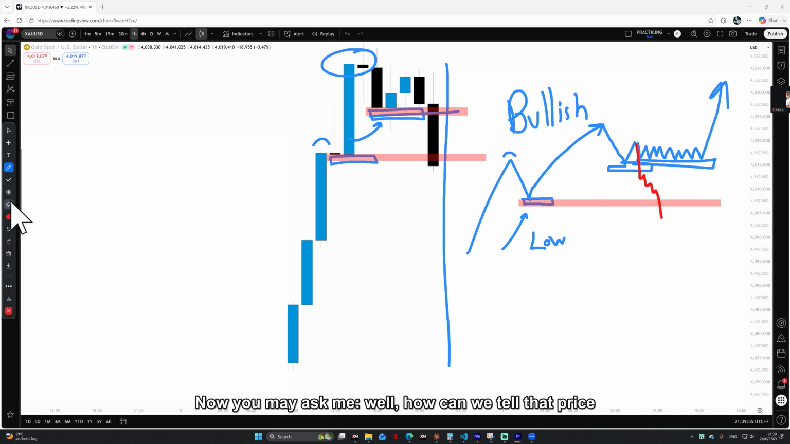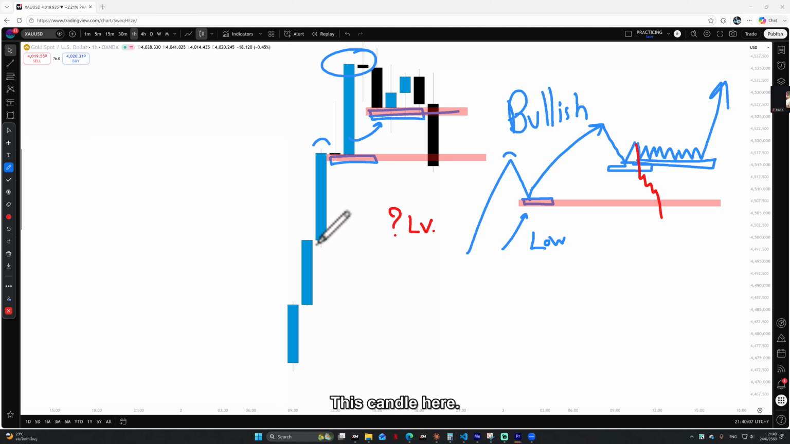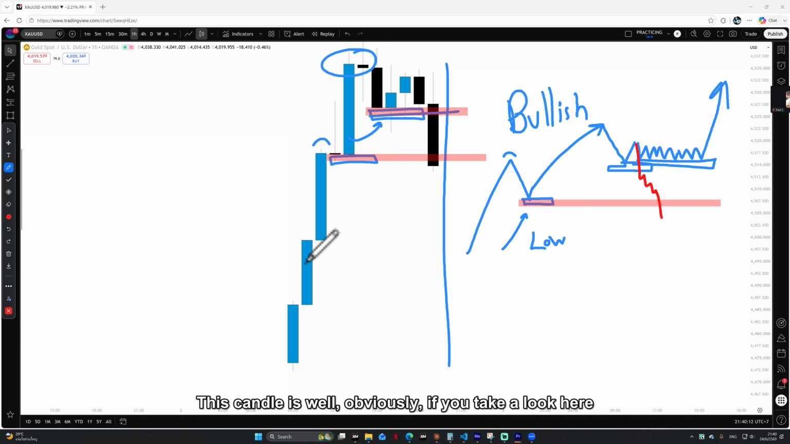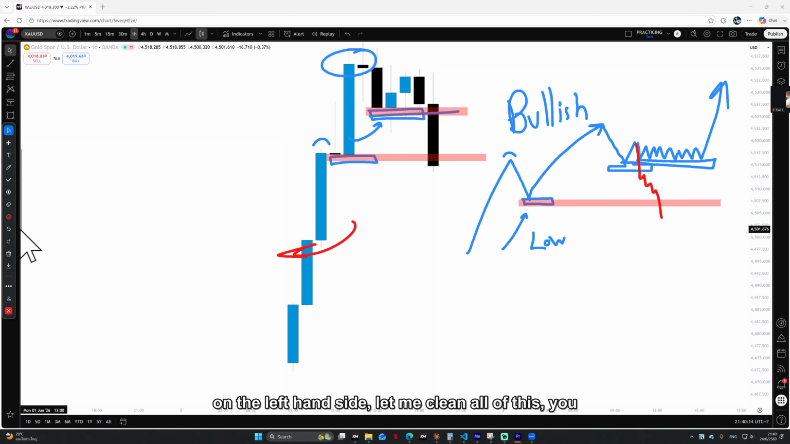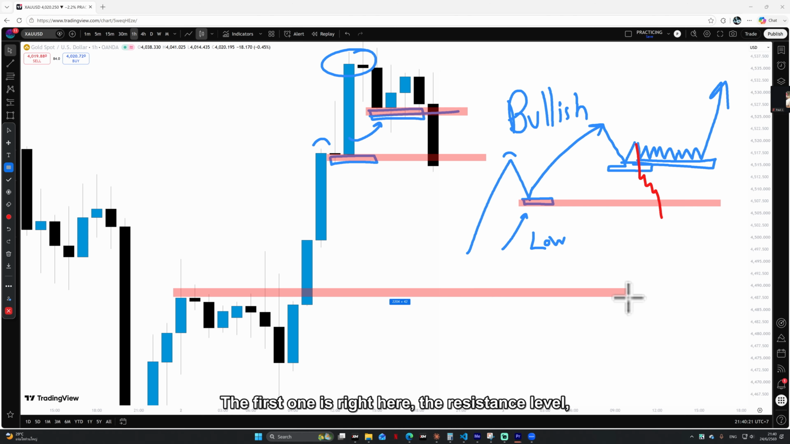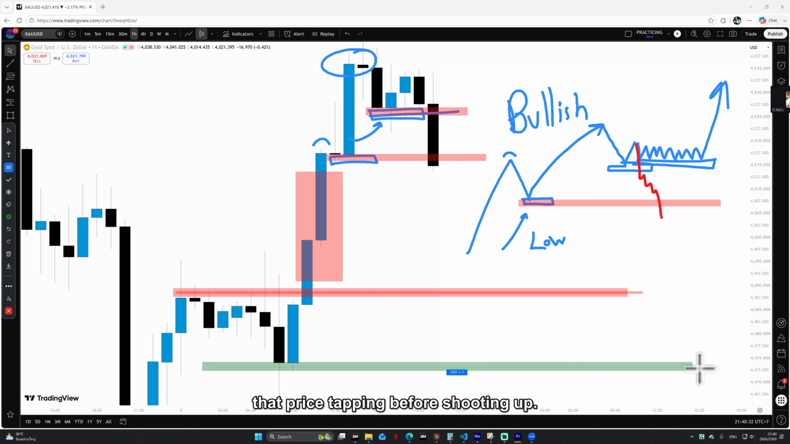Now, you may ask me, well, how can we tell which level price will go to? Is it this candle here, this candle here? Well, obviously, if you take a look here on the left-hand side, let me clean all of this. You can see that we have what we call the last zone, which is two levels. The first one is right here, the resistance level that price broke above to make this whole move up, right? And we also have another support level here, that price tapped before shooting up.